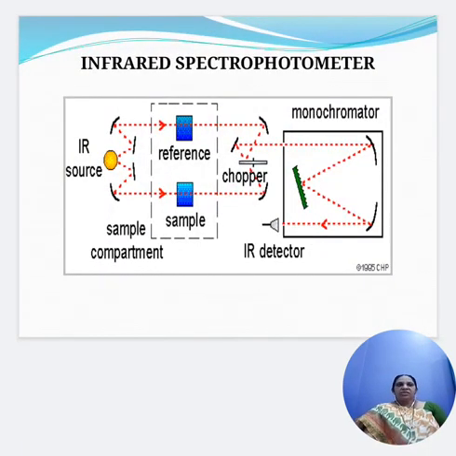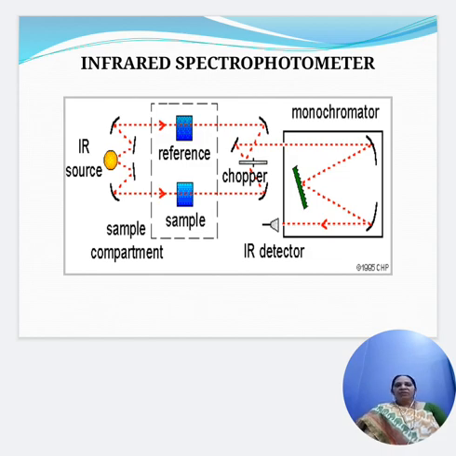Then this is the diagram of an infrared spectrophotometer, where you have the IR radiation source, then the mirror system, then the sample compartment containing the reference chamber and the sample chamber, and then a chopper, and from the chopper it goes to the monochromator, and from the monochromator to the IR detector.